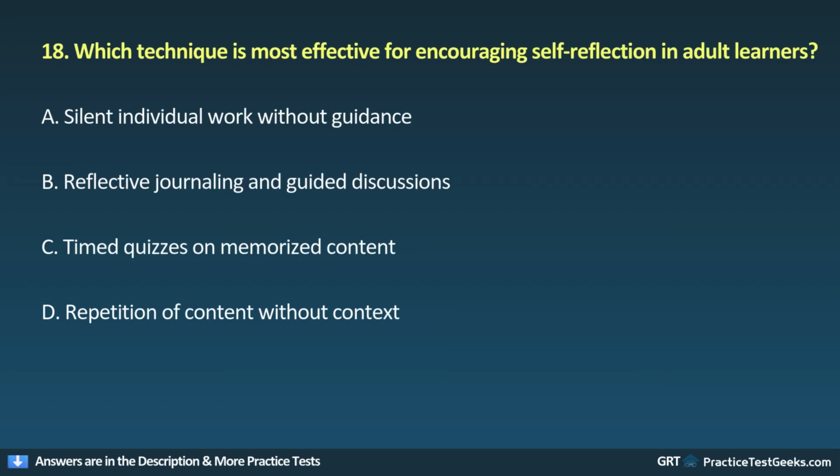18. Which technique is most effective for encouraging self-reflection in adult learners? A. Silent individual work without guidance. B. Reflective journaling and guided discussions. C. Timed quizzes on memorized content. D. Repetition of content without context.